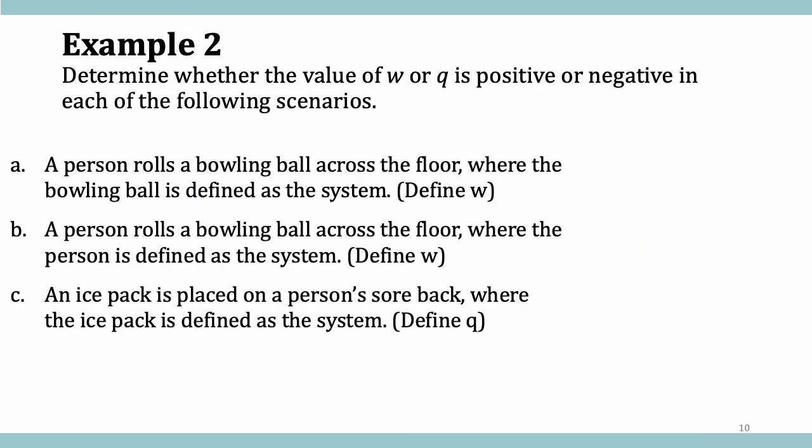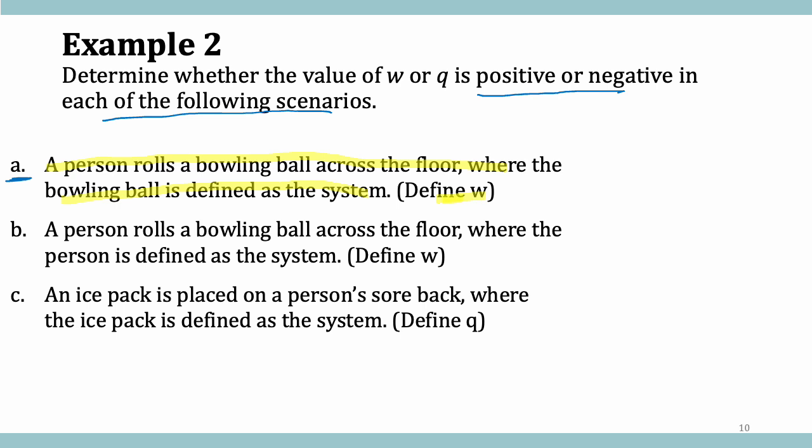Now let's try some questions. This is how the questions would look like. Determine whether the value of W or Q is positive or negative in each of the following scenarios. Scenario number 1 is a person rolls a bowling ball. A person rolls a bowling ball across the floor, where the bowling ball is defined as the system. Define the sign of W.